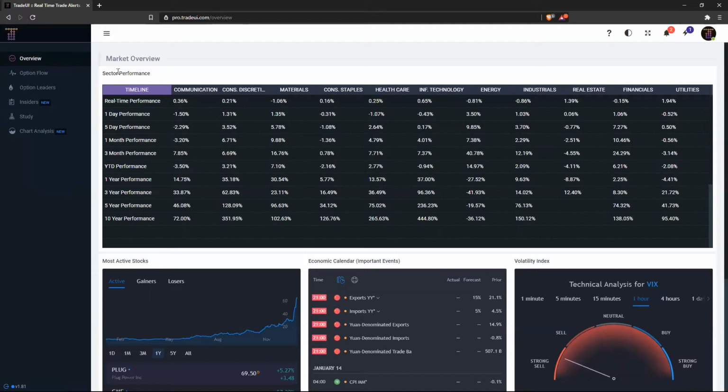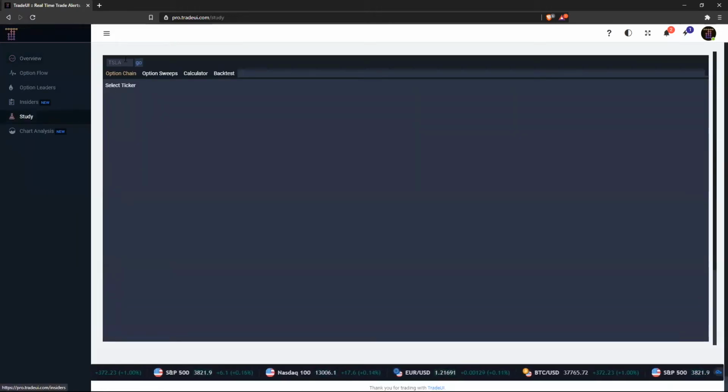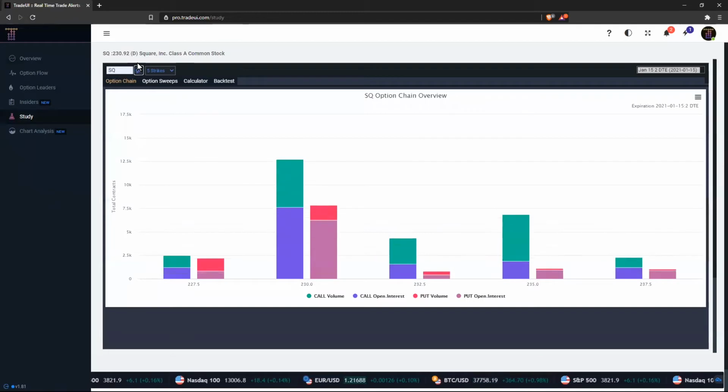This is the sector performance. I see it. What's coming down, what's moving, 5 day, 5 months. Cool stuff here. For the study, obviously, we have to select the ticker, Tesla, whatever. Let's say SQ. You can just click out and it will do it too.